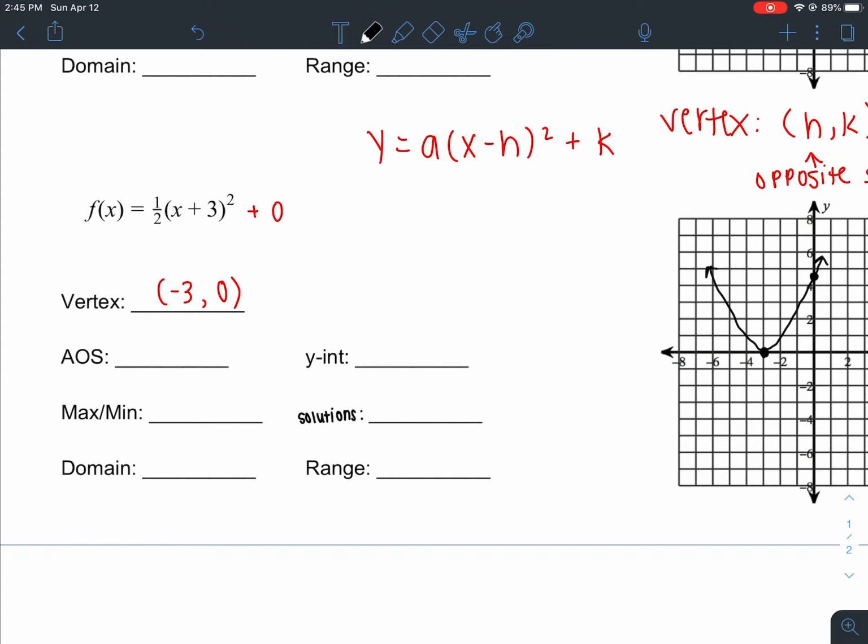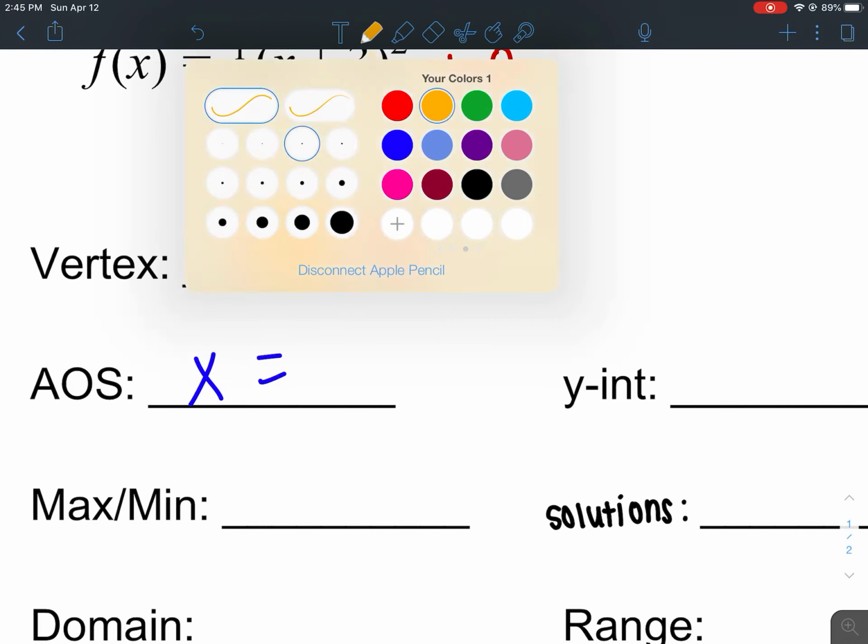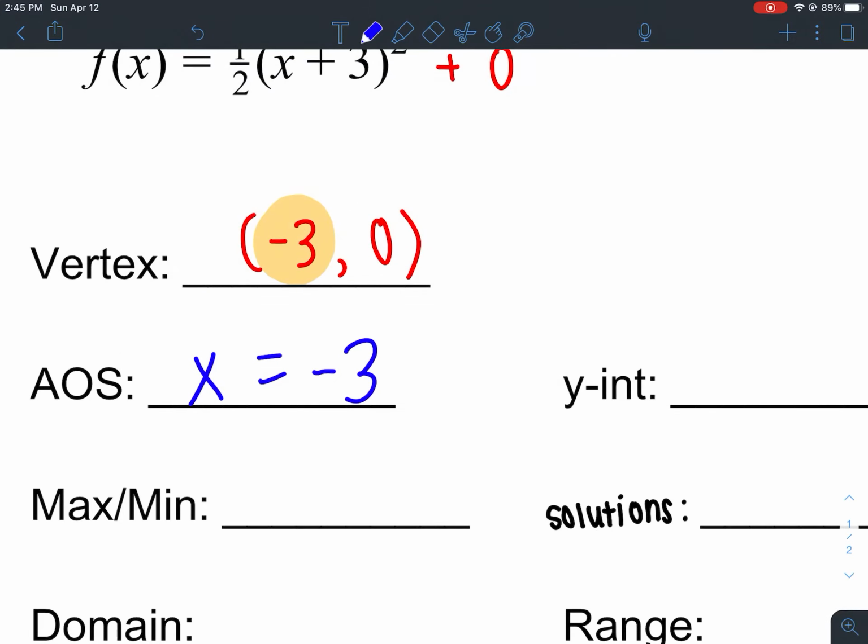The axis of symmetry, remember, it always starts as x equals, and it's whatever your x value is of the vertex. So our x value here of the vertex is -3. So our axis of symmetry is going to be x equals -3. And I'm actually going to highlight this in blue so it makes more sense.